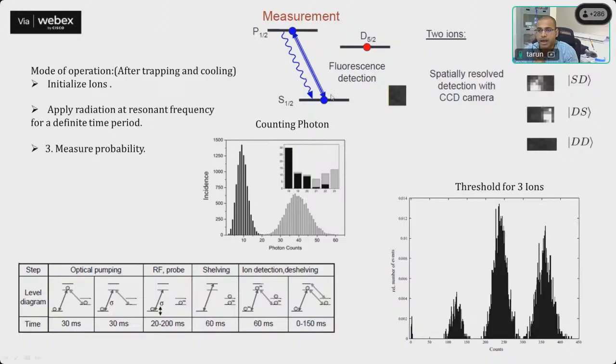In the third one, you can see the ion that was in the S state is shelved, and only the D state ion is fluorescing, so you are seeing the count. And the other condition is when no ion is observable. So if you see the combination, this is actually generating Bell states, like SS, SD, like 00, 01, 10, 11. So this kind of logic states you can prepare.